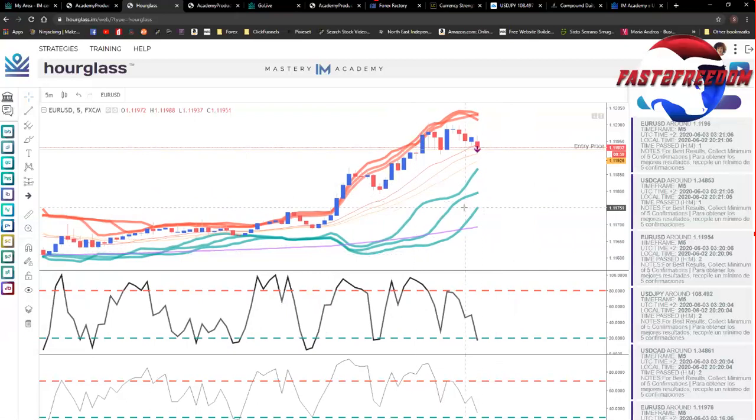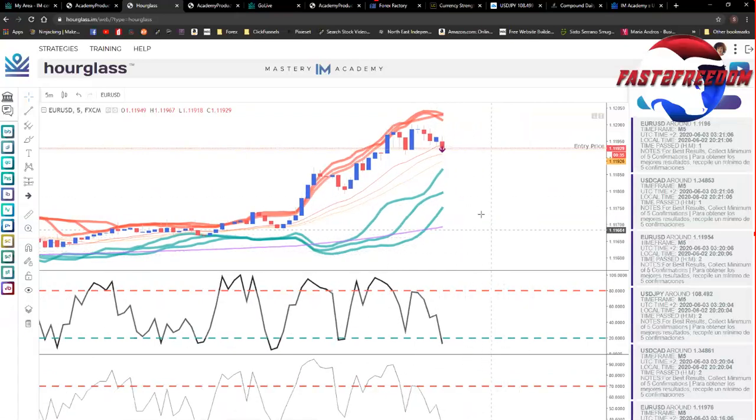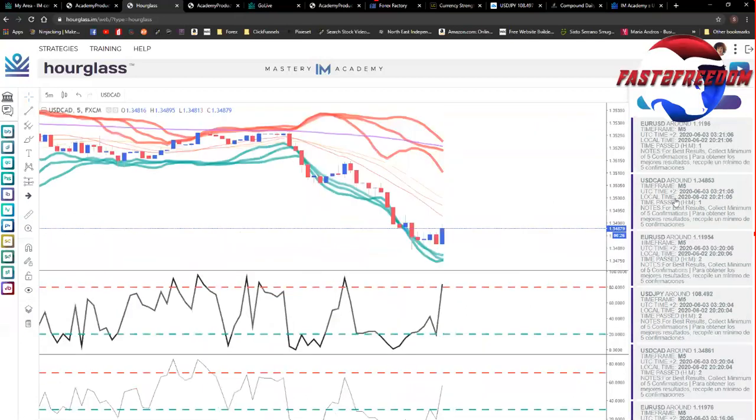So right now, I would pass this. I wouldn't even keep looking at this anymore because I don't want to take the trade coming down for a sell. I'm looking for a buy. Okay, so let's move on to USD CAD and see what that looks like. All right, so it looks like it already left the boat. Okay, it's gone. But that was a good setup.